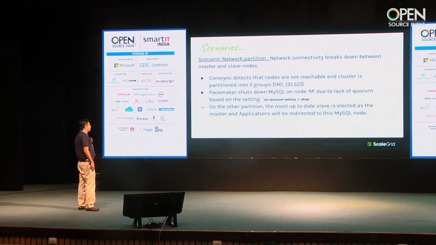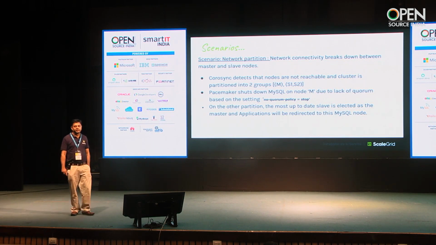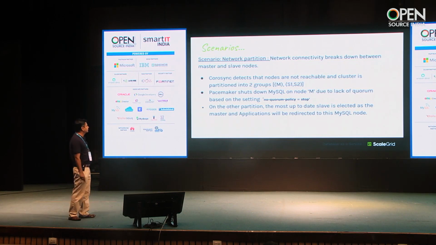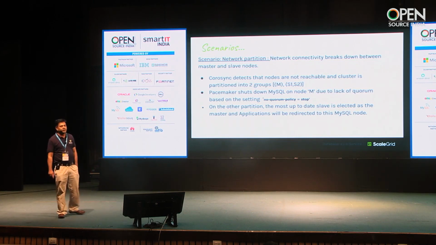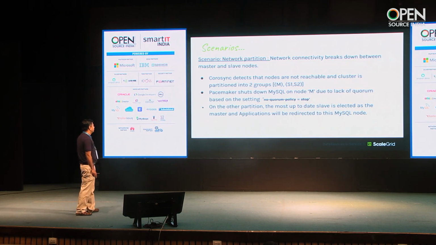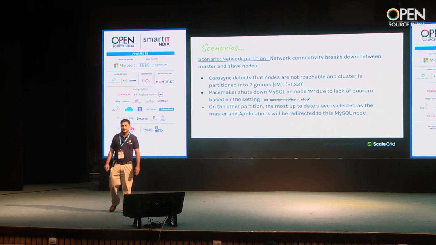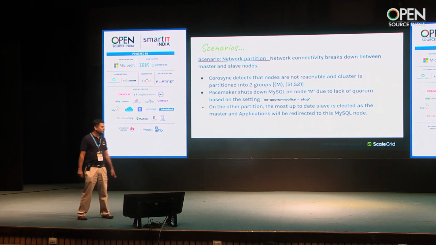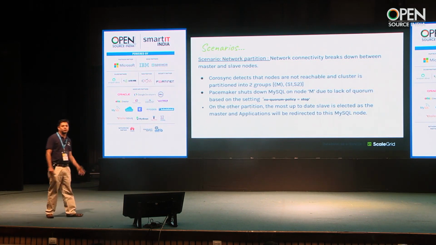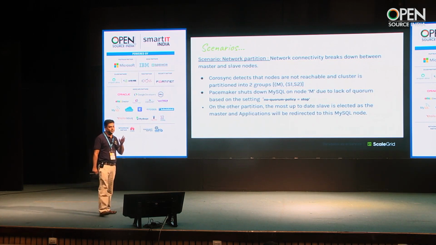This is another scenario, a very interesting one. This is the scenario of network partition. What is going to happen if network connectivity breaks down between master and slave nodes? This is also known as a split brain scenario, if you have heard of it before. Since there is no network connectivity between master and slaves, the resultant cluster is now partitioned into 2 groups. There is one node running on one partition, and there are 2 slaves running on the other partition.